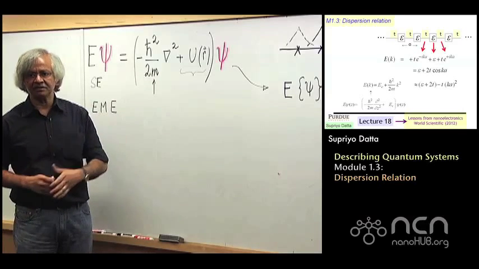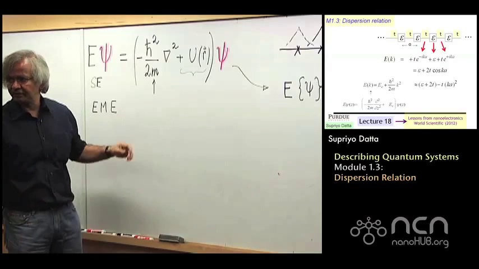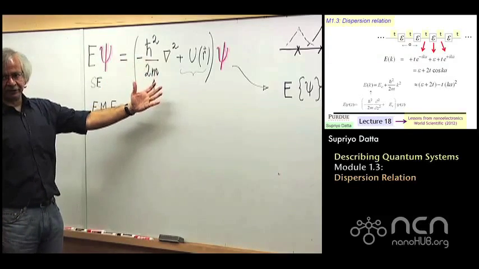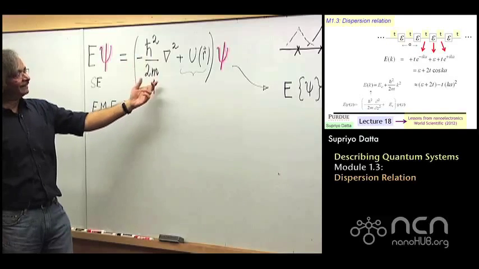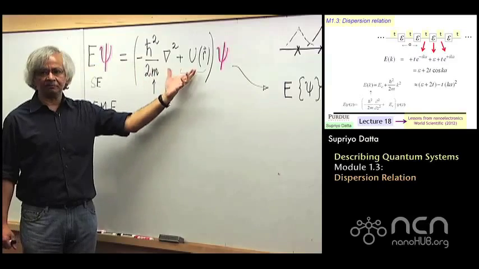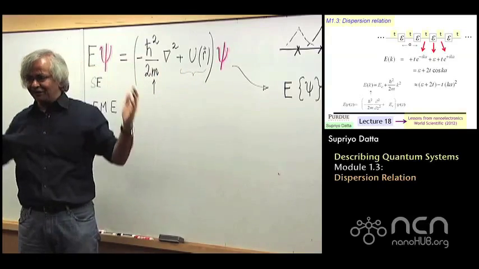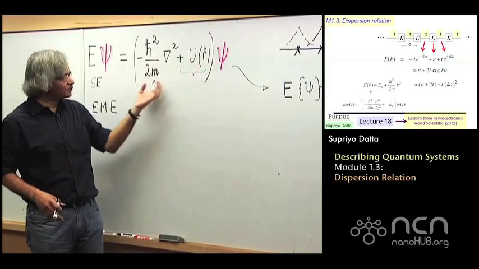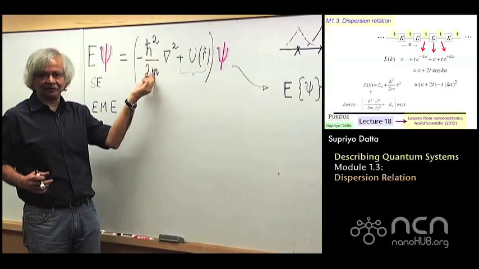If it's gallium arsenide, it will be something else. If it's silicon, it's something else. Use the right mass there. Now, what makes it relatively simple is that the potential term that you see here is no longer the atomic potential, because the effect of the entire periodic solid has all been subsumed in the definition of that mass.